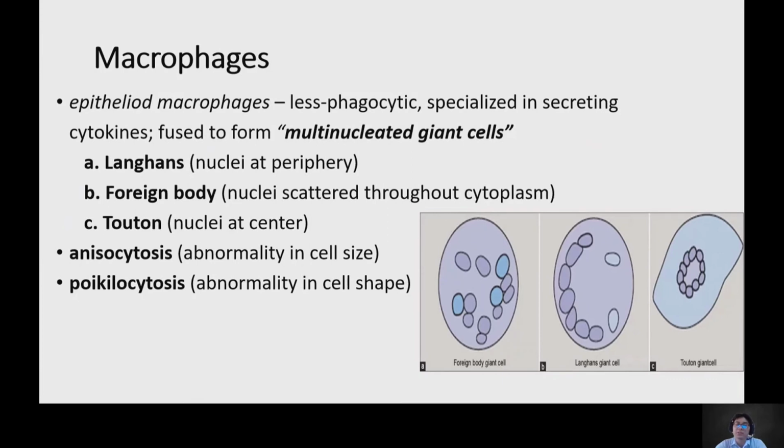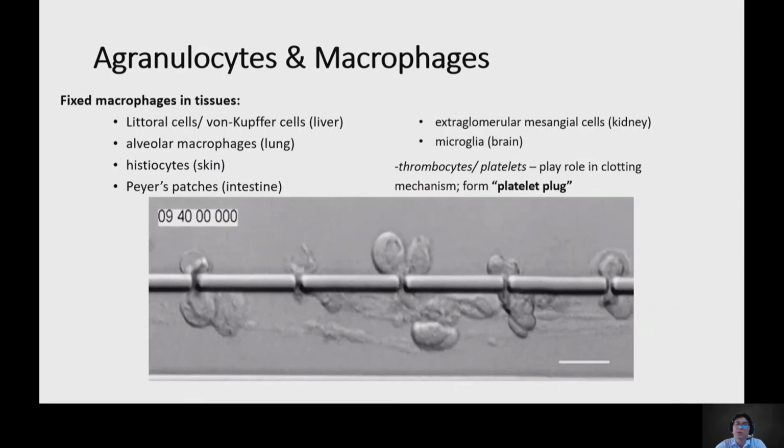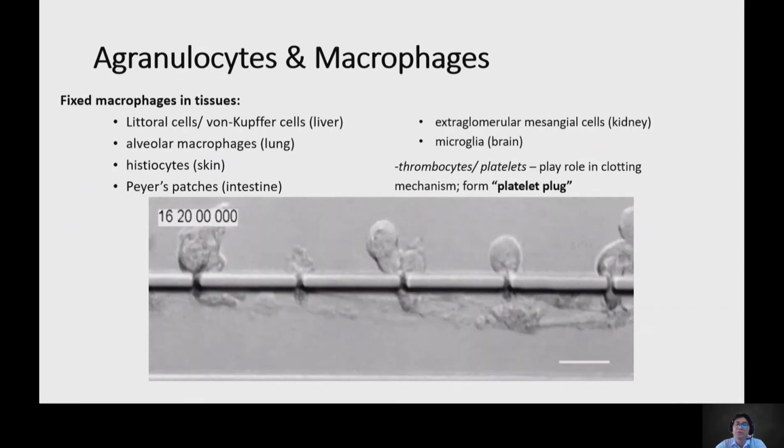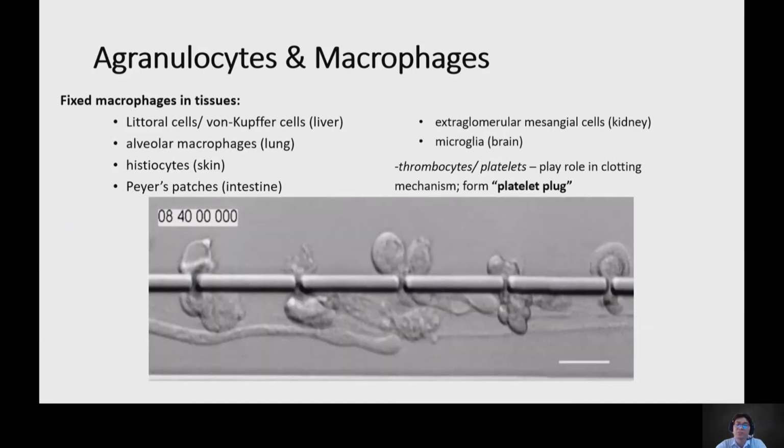There are kinds of multinucleated giant cells, which are the Langhans, with the nuclei at the periphery. Next is the foreign body, with nuclei scattered throughout the cytoplasm. Touton has nuclei at the center. Anisocytosis is abnormality in cell size. Poikilocytosis is abnormality in cell shape. Next are the fixed macrophages in tissues. These are macrophages that we can find in our organs. And this image is a sample of the process of platelet plug.